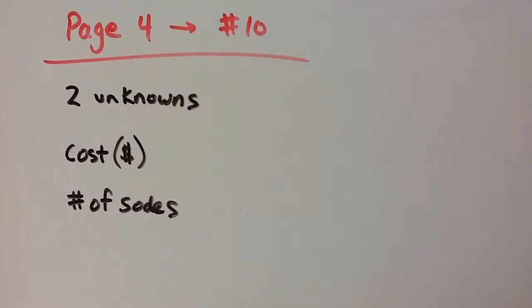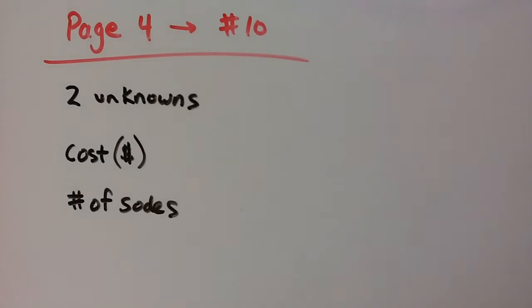Okay, page 4, number 10 says a small soda costs 45 cents and a large soda costs 65 cents. 35 sodas were sold for a total of $18.55. How many of each size soda were sold?